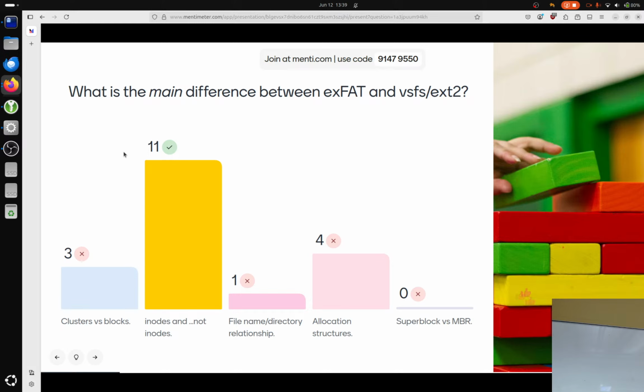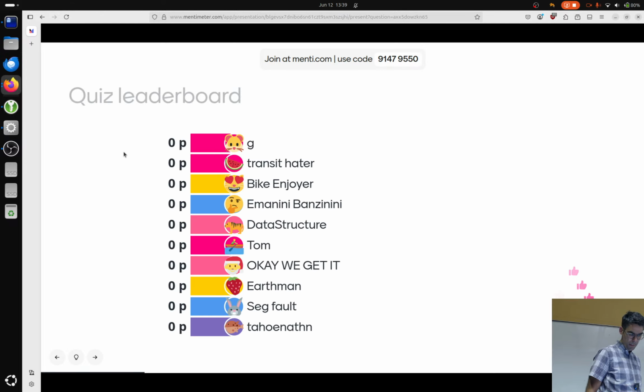This one, when I started thinking about these file systems a couple years ago, I was kind of surprised by this, that the directory structure relationship and the file name relationship are effectively the same across both of these different file systems. VSFS, ext2, and exFAT all have allocation structures. exFAT has an allocation bitmap that is used for cluster allocation, whereas VSFS and ext2 have two different allocation structures, but they still use allocation structures for these things. And then superblock versus MBR, these are effectively the same concept to me.